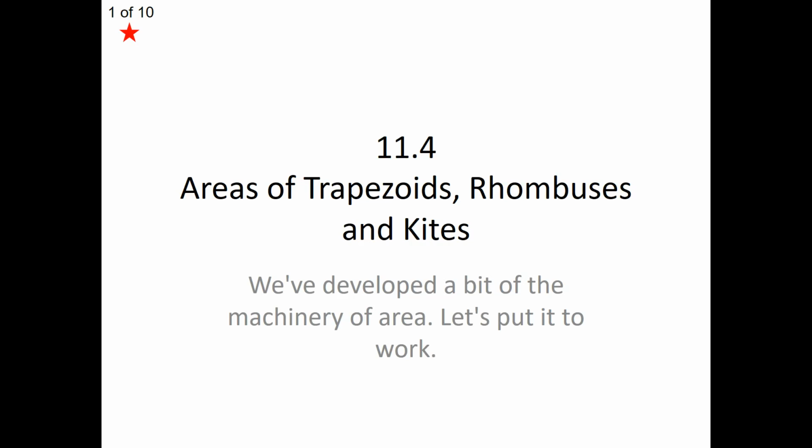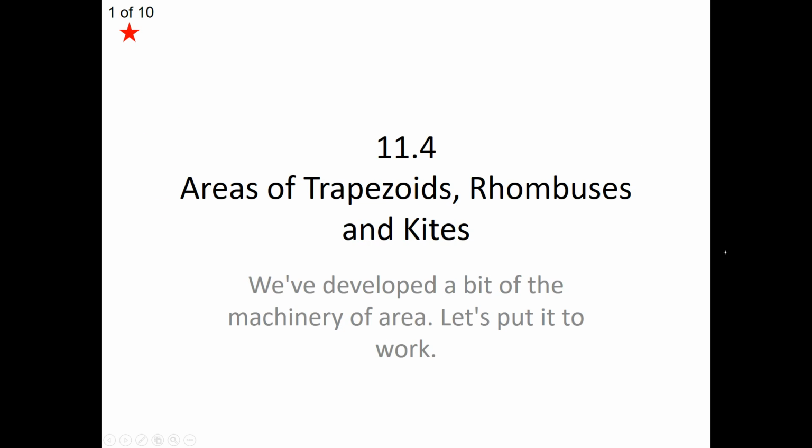Hello, this is Mr. Gilmore with 11.4, areas of trapezoids, rhombuses, and kites. Now that we have a good foundation under our feet, we can begin developing the area formulas from other simple figures. As we see in our title, we're going to be finding the area of trapezoids today, rhombuses, and kites. Let's first review a little bit about the trapezoid before we derive its area formula.